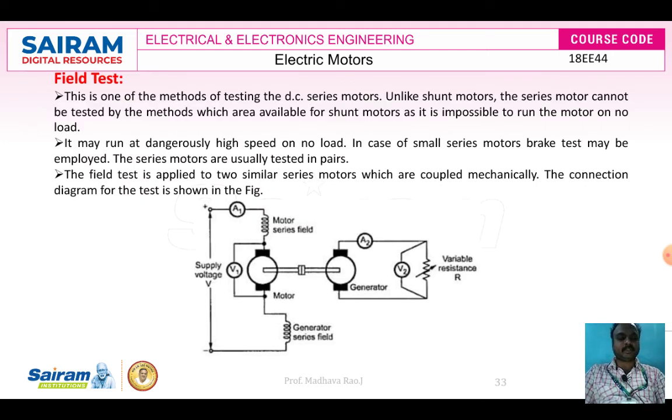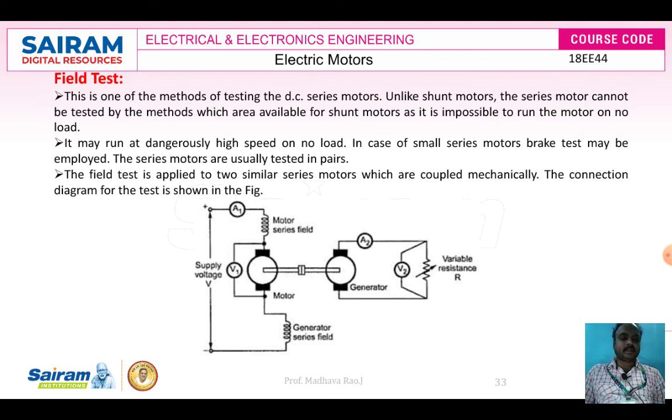So this is one of the tests we use to test the DC series motors. Field test entirely belongs to the DC series motors. Unlike shunt motors, series motors cannot be tested by the Hopkinson method, as it is impossible to run the motor on no load.